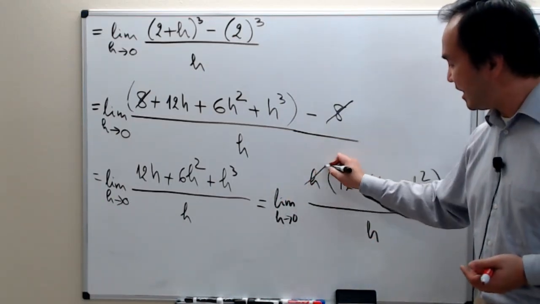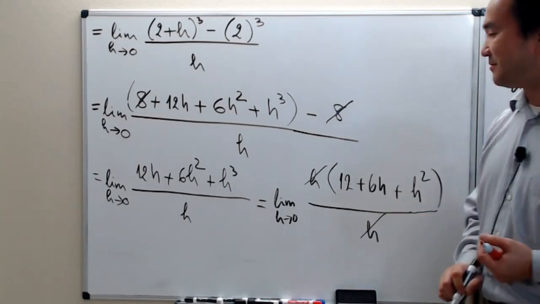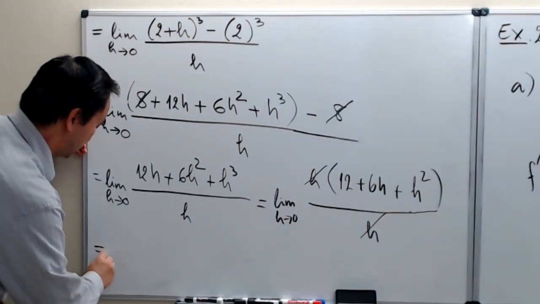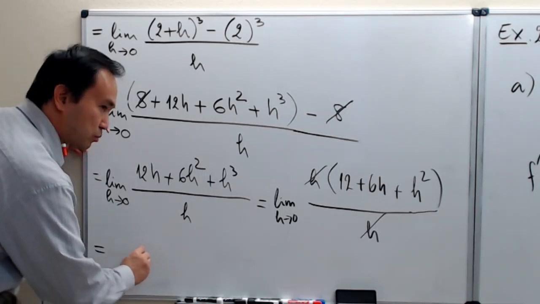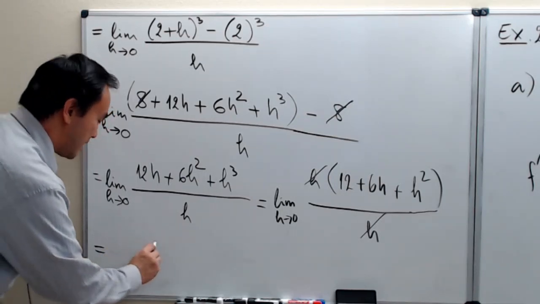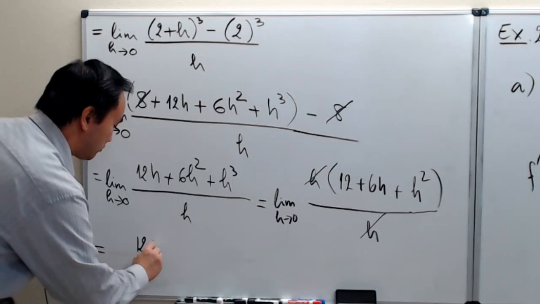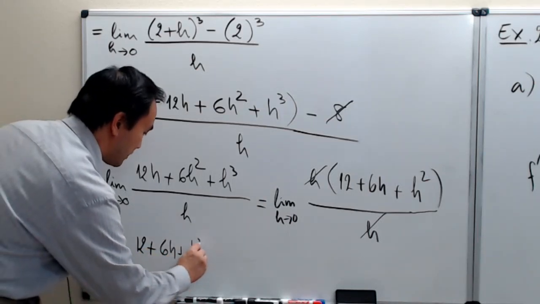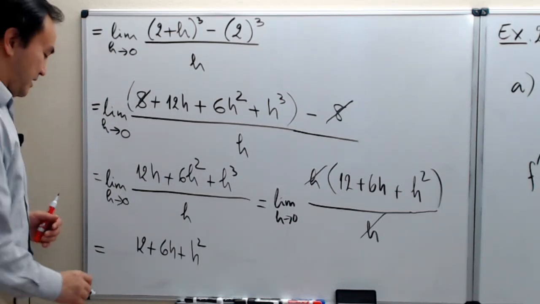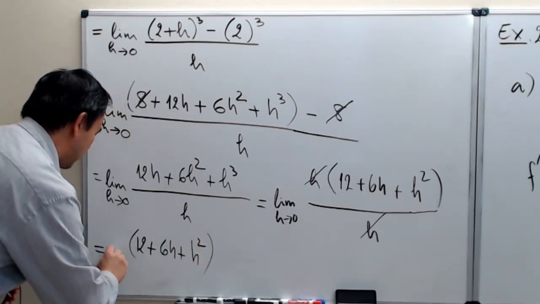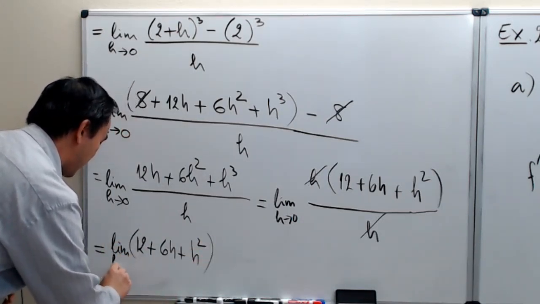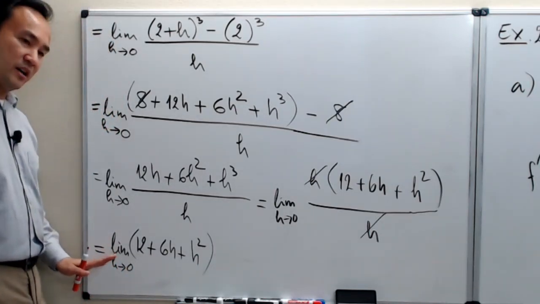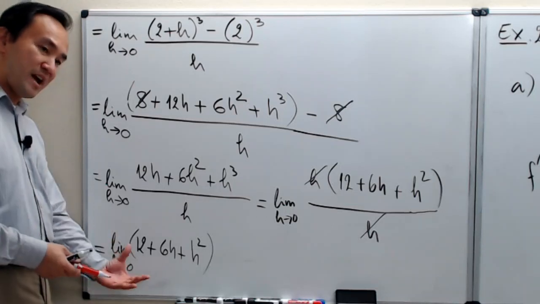So now we can cancel the h away. All right, and so in my next step, our difference quotient there reduces down to 12 plus 6h plus h squared. Okay, and now I'm throwing in the limit symbol. We're taking the limit of this expression as h gets close to 0. And now anyone can quickly see that we are in a safe zone.